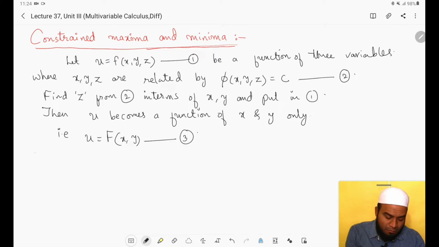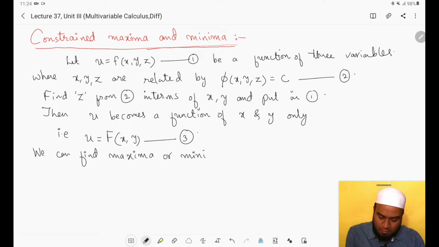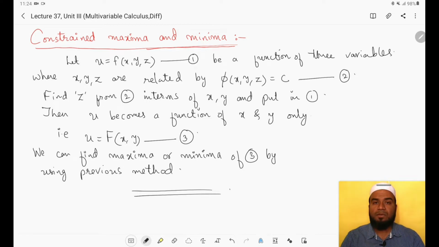Then what can we do? We can find maxima or minima of 3 by using the previous method. Right? So this is the procedure for constrained maxima and minima.